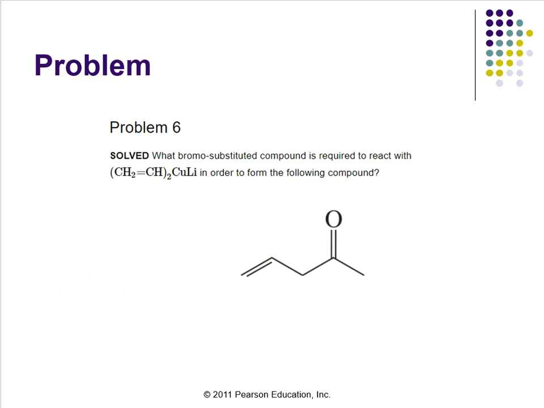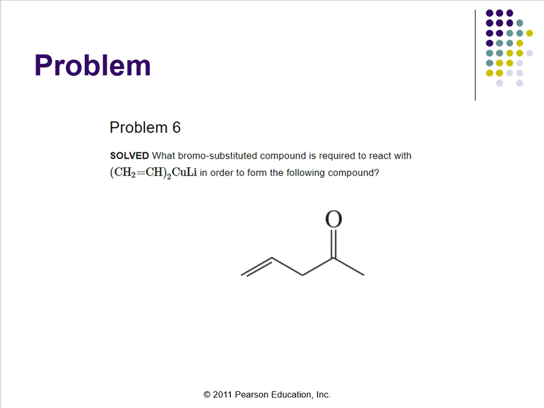All right, so let's take a look at another example problem. Here we go. It says, what bromo substituted compound is required to react with that Gilman that they've drawn for you in order to form the following compound? And that's where I'm going to stop this video. All right, so write this down. Try to take a stab at this. See what you can come up with. And then in the next video, we'll check your answer. We'll see if you actually did it the right way or not.